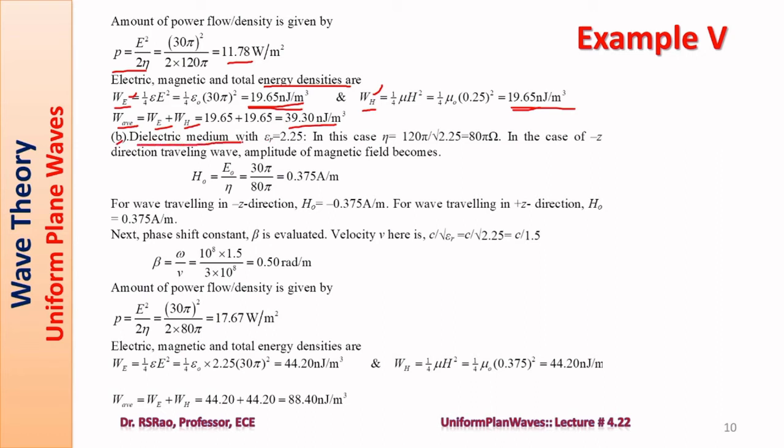B. Dielectric medium with epsilon r equal to 2.25. In this case, eta is 120 pi by square root of 2.25. It turns out to be 80 pi ohms.